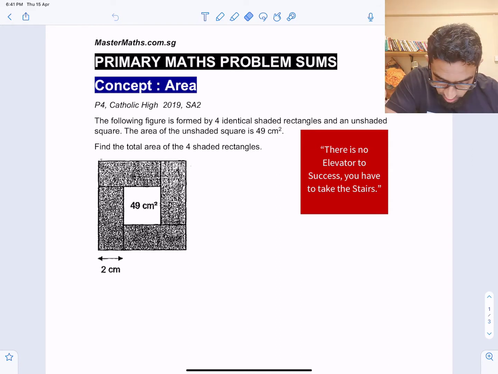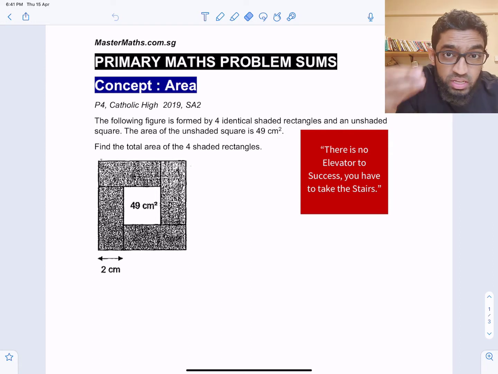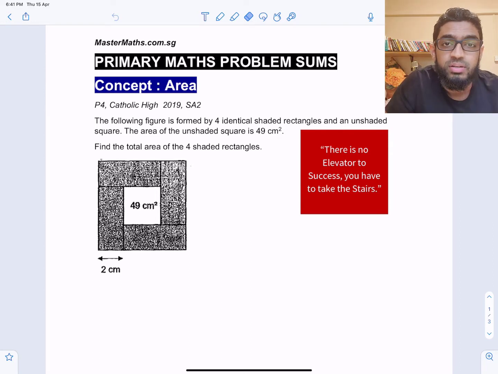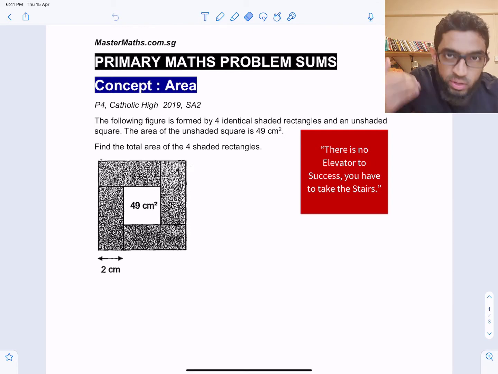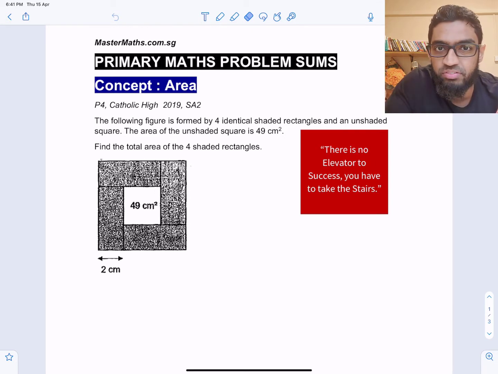Alright, so there is no elevator to success, you have to take the stairs. All it means is, yes, you are given the knowledge, the concepts, strategies when you go to school, when you go to tuition classes and all, but how do we use it? Do we use it regularly? Do we practice? Do we put in the efforts? Only when we put in consistent efforts can we achieve massive success, and definitely you can also get to your dreams as well.